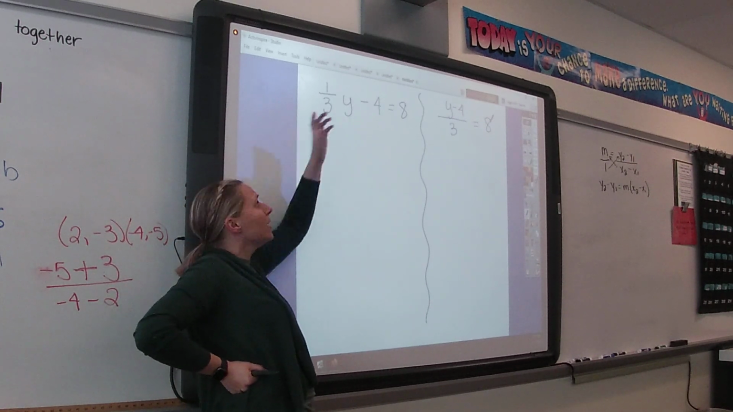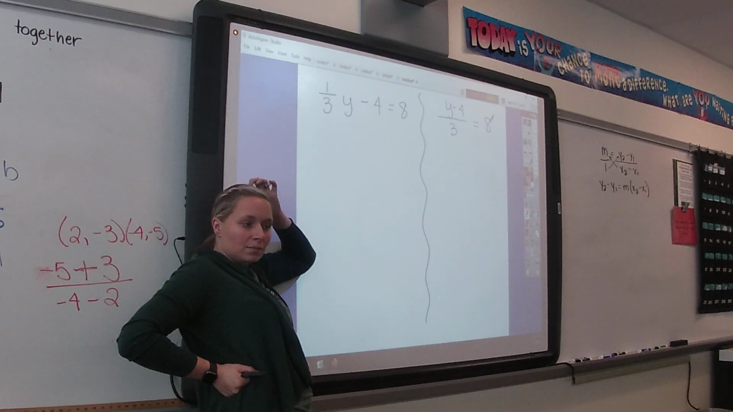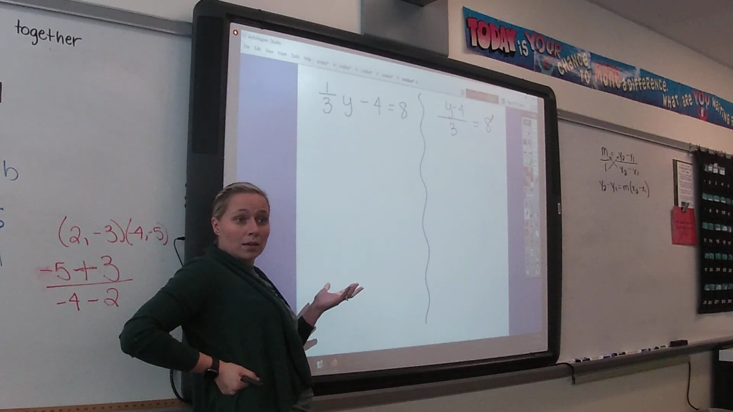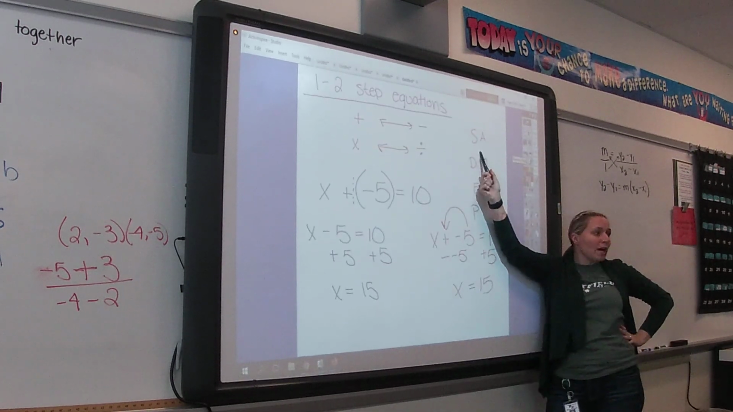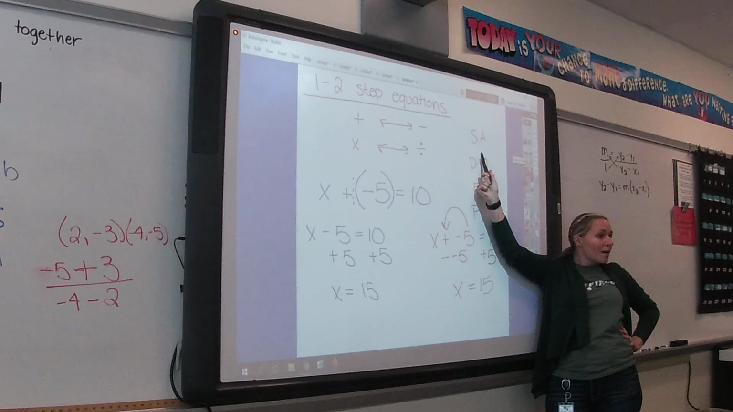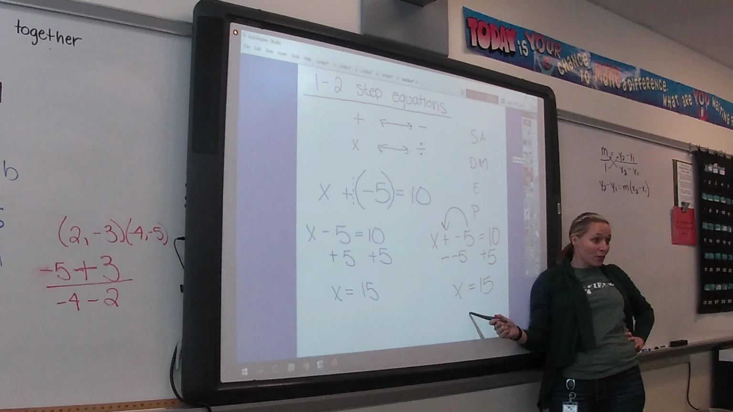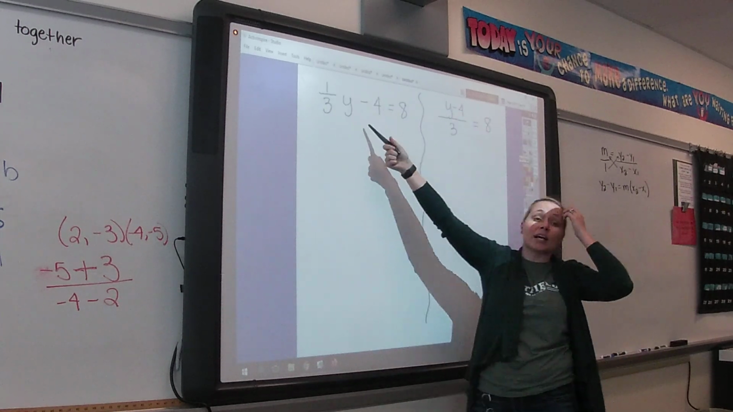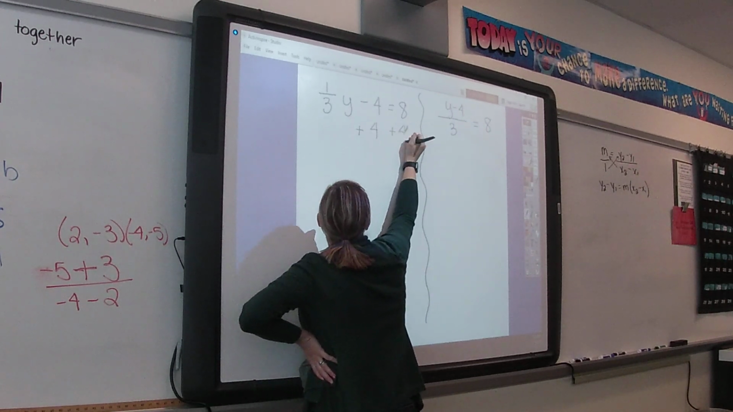Why am I adding 4 and not getting rid of this 1/3? Because that's what your teacher told you to do? Is that really why? What do we undo first in an equation? Addition and subtraction, because we do order of operations backwards. That's the reason why we do it. Order of operations backwards says undo any addition and subtraction first. So we're going to undo subtracting 4 by adding 4.